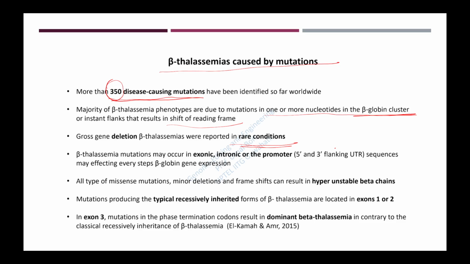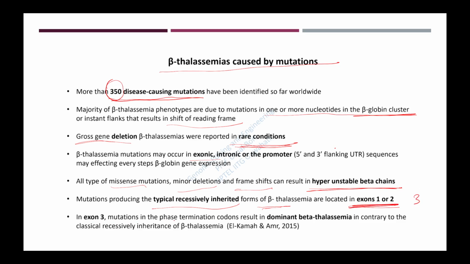But in this case, the gross gene deletion is rare. Okay. So beta thalassemia mutation may occur in exonic, intronic, or promoter sequences. All types of missense, minor deletion, frame shift mutation result in hyper unstable beta chains. So mutation producing the typically recessively inherited form of beta thalassemia are located in exon 1 and 2. So this beta gene has 3 exons. So that majorly includes exon 1 and 2.